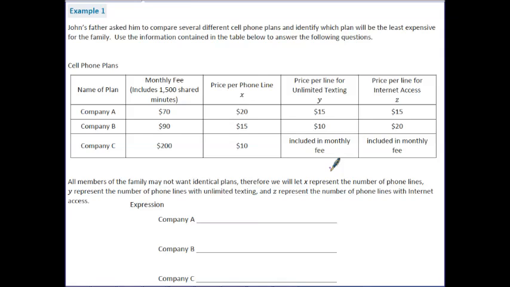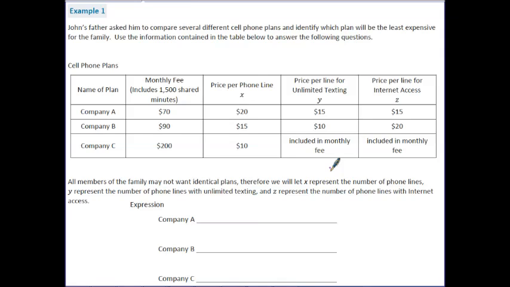So all members of the family may not want identical plans, and therefore we will let X represent the number of phone lines, Y represent the number of phone lines with unlimited texting, and Z represent the number of phone lines with internet access. So I want to make an expression that represents each of the companies. So let's go through and show what the cost of each company is with an unknown number of phone lines, texting lines, and internet lines.